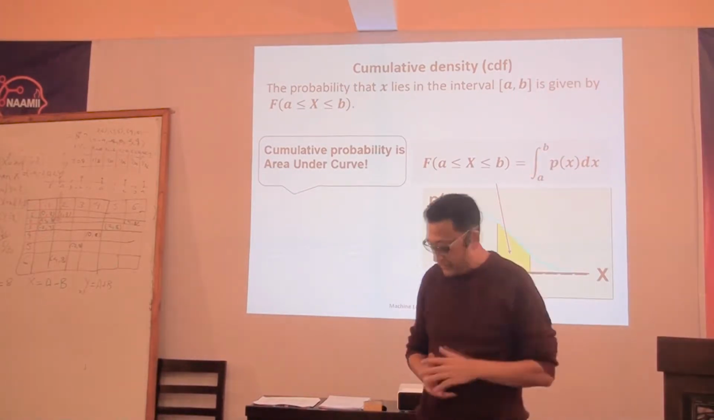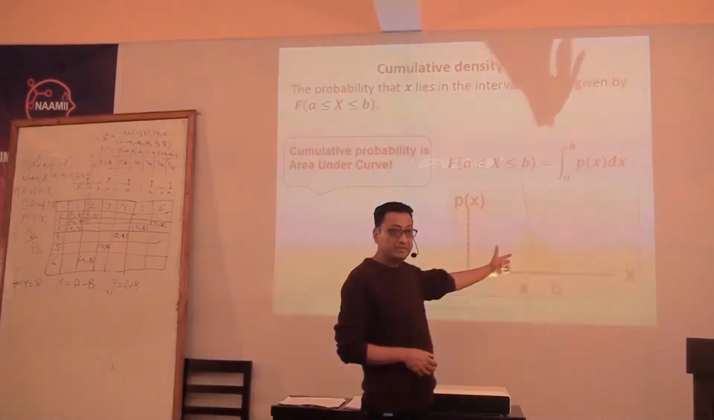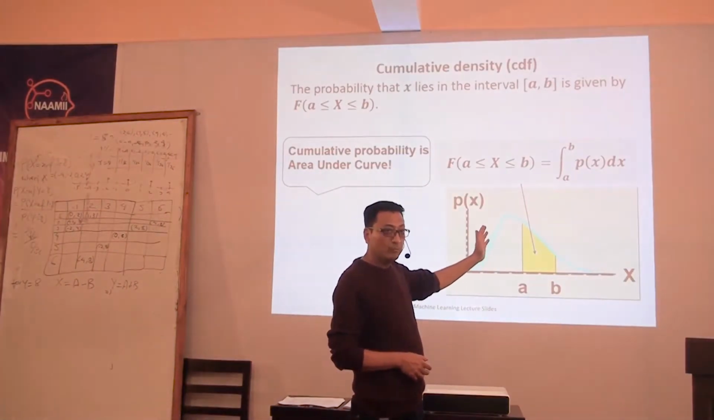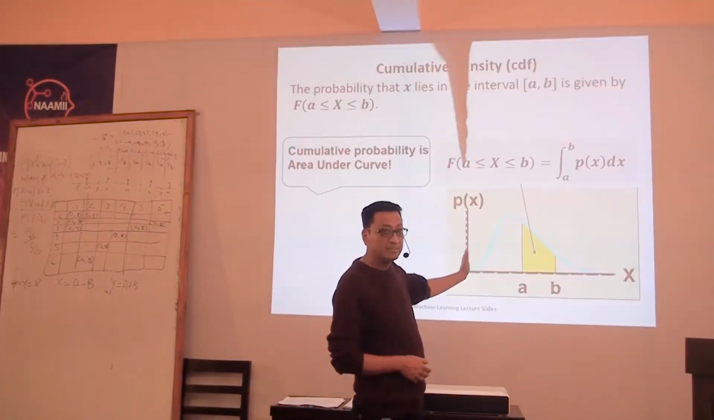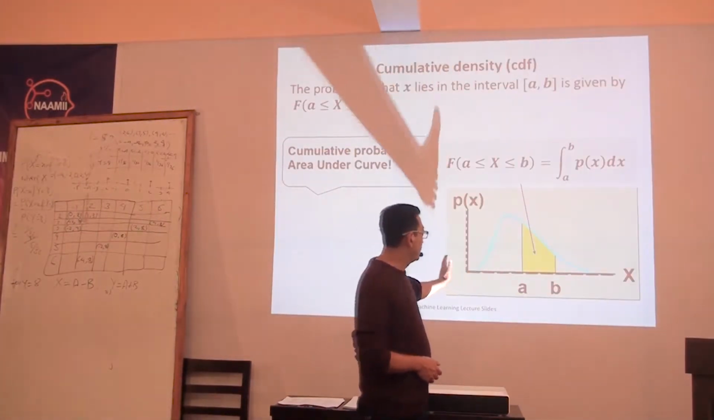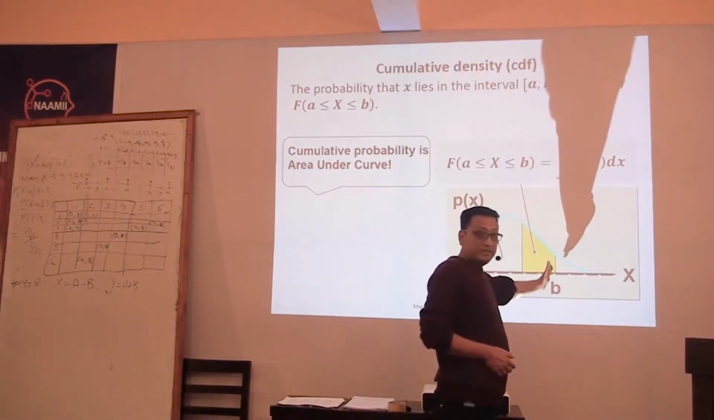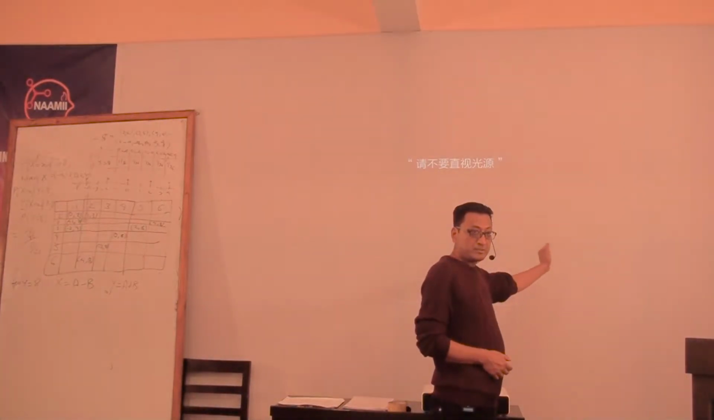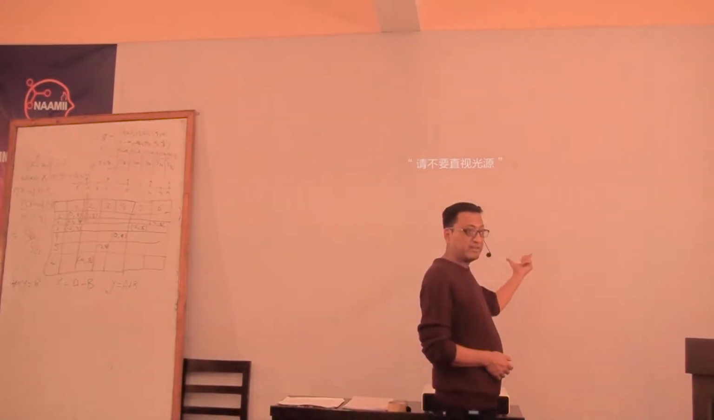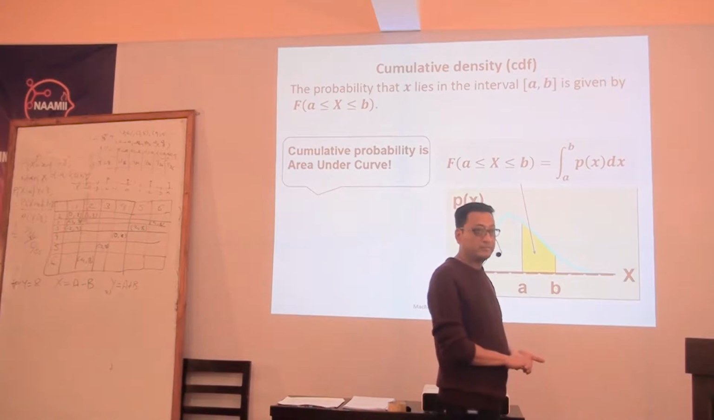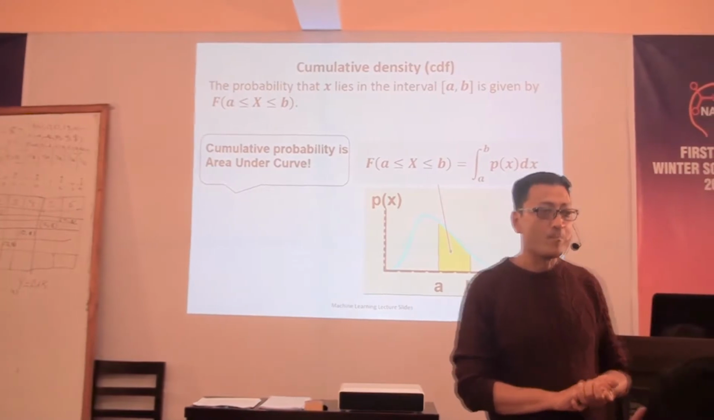The important thing to remember here is that a simple way to calculate the area between A and B is to compute the integration from minus infinity to B. So we calculate the area all the way from minus infinity to B, and we get this whole area. Then we subtract the area from minus infinity to A. That way we get the area between A and B, which is what we are looking to find out.